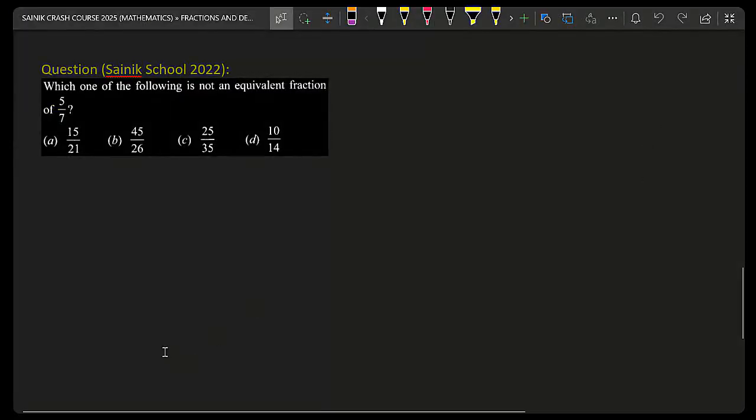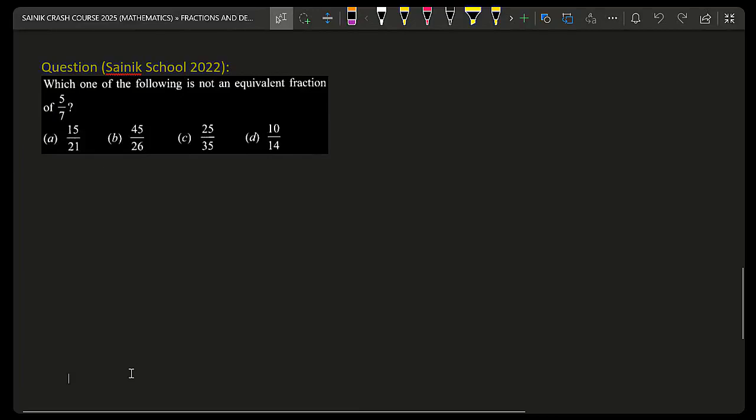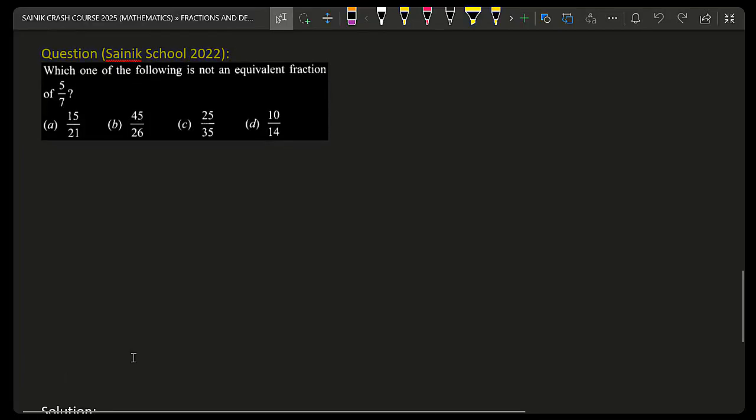Yesterday we discussed how to find equivalent fractions. Fractions having equal value we call equivalent fractions, and we checked different methods to identify whether two given fractions are equivalent or not. So you have to remember one thing: if both numerator and denominator are multiplied or divided by the same number, then we are going to get an equivalent fraction.